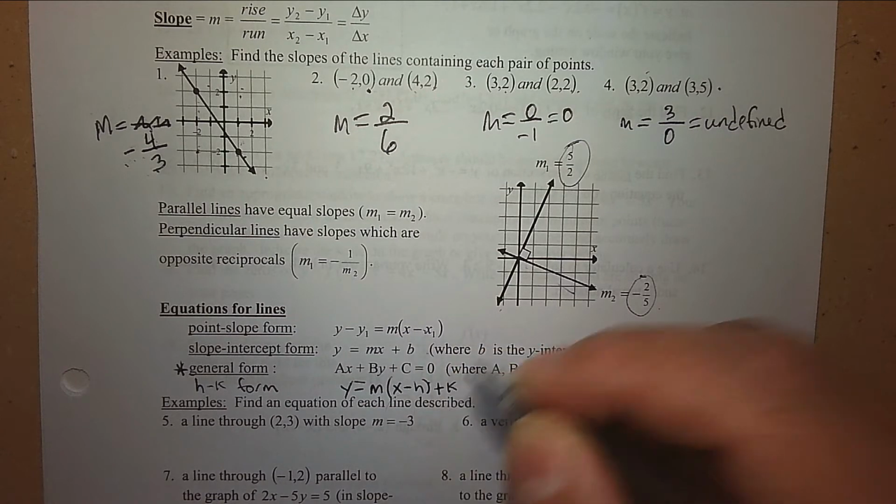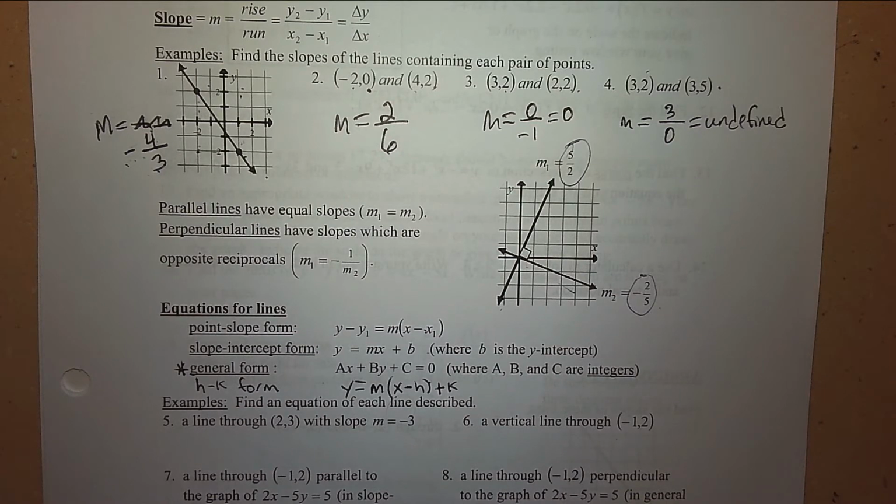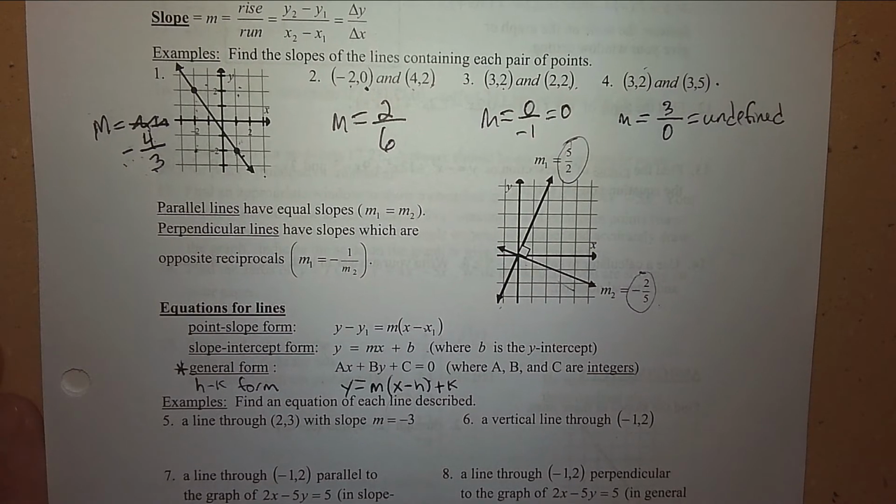And the reason the HK form might be more powerful is that we can use it for so many functions, right? Especially polynomials. If I put a square on the parentheses, now that's like a parabola. Or if I put a cube on it and so on. Okay, how would you find an equation of a line described each way?